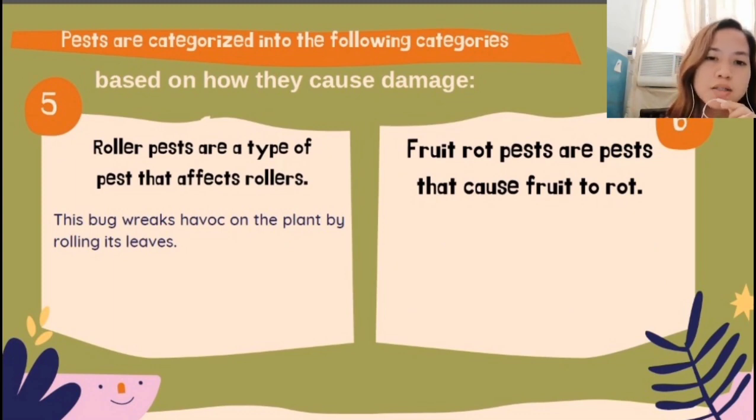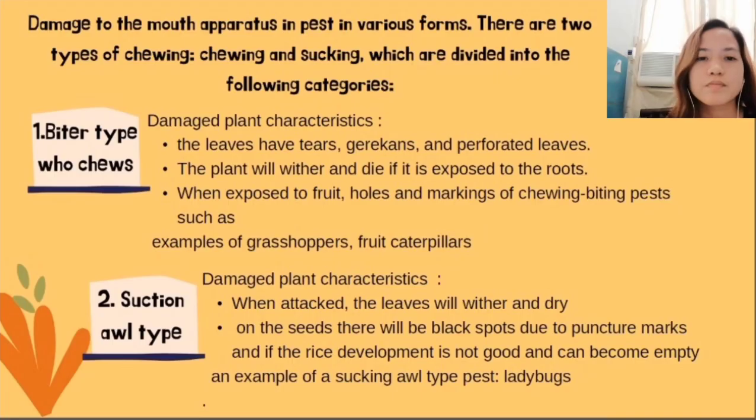Roller pests are a type of pest that affects rollers. This bug wreaks havoc on the plants by rolling its leaves. Last is fruit rot pest, or pest that causes fruit to rot. Damage to the mouth apparatus in pests takes various forms. There are two types, chewing and sucking, which are divided into the following categories.